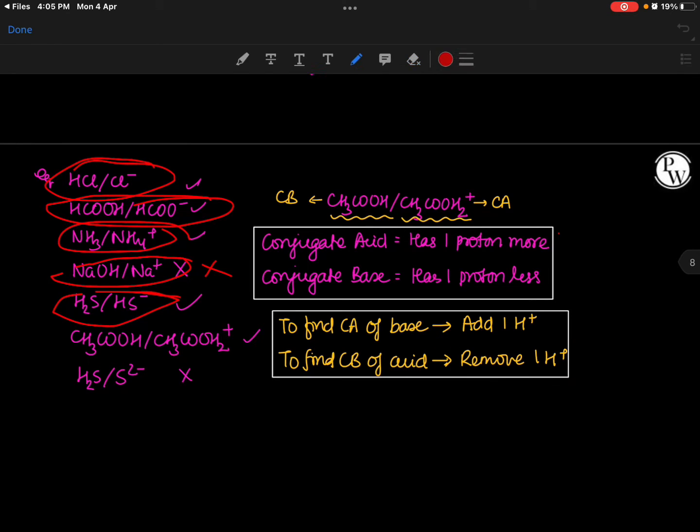Look at this: CH3COOH and CH3COOH2 plus, there is a difference of one H plus, that's why it is called a conjugate acid base pair.